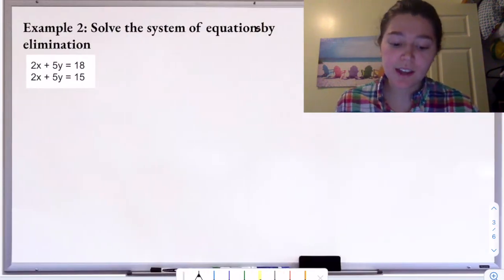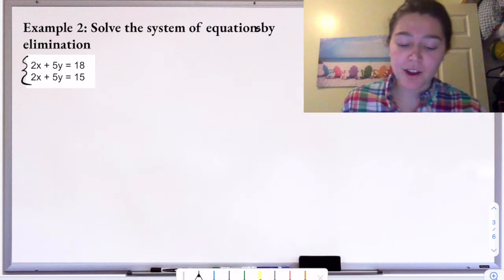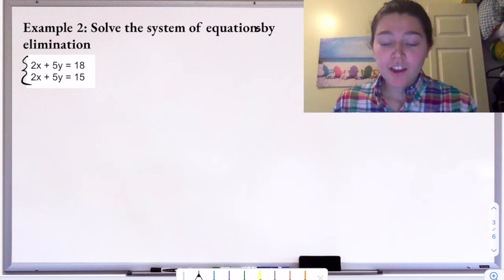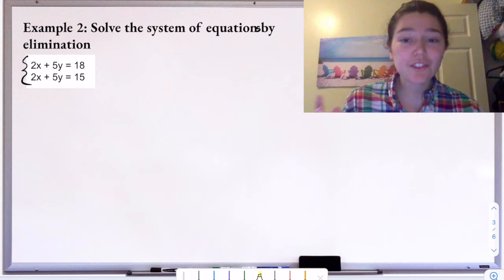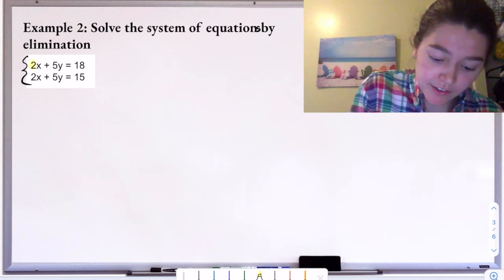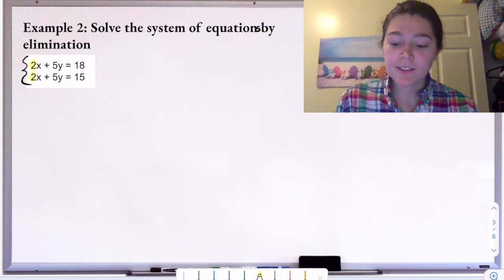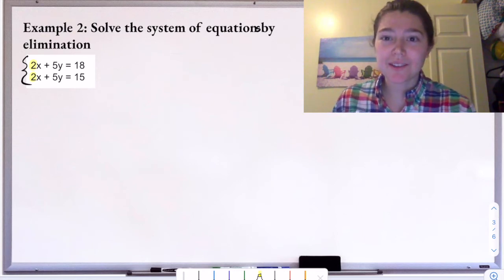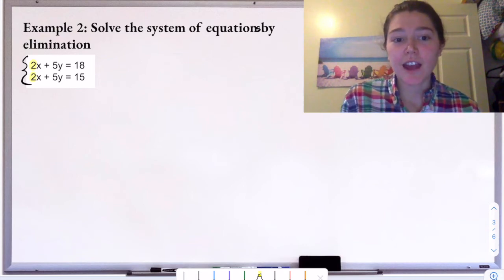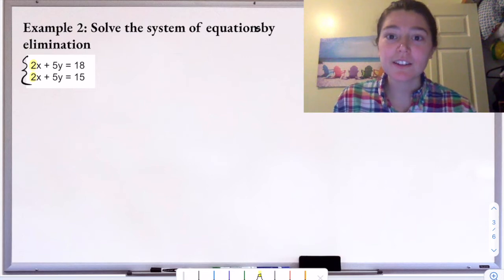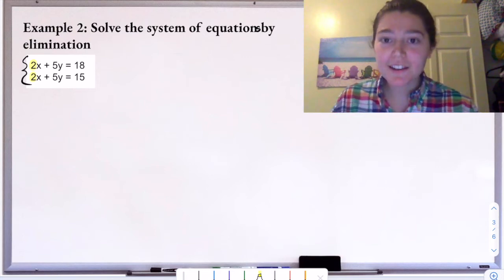Here I have 2x plus 5y equals 18, and then 2x plus 5y equals 15. So at this stage, I look at the coefficients. We'll just start with the x, and I'll see, okay, I have 2 and 2. So those coefficients are the same. If I have 2 and 2, and I'm trying to eliminate the x value, I'm trying to get to 0. How do I get, with 2 and 2, to 0? Do I have to add those or subtract them? Yeah, 2 minus 2 is 0.